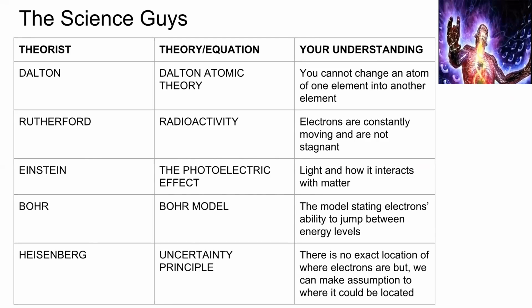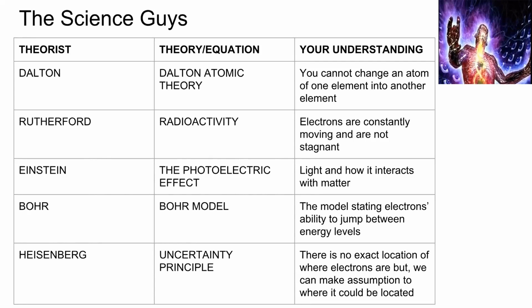So I know Dalton made the Dalton atomic theory, where my understanding is that you can't change an atom of one element into another element. So we can't make lead into gold. That's the point of Dalton. Rutherford's radioactivity: we found out that electrons are consistently moving and not stagnant, because when he shot radiation through a tin foil, he saw that instead of going straight through the foil, the light just keeps bouncing back and forth throughout the tin foil.